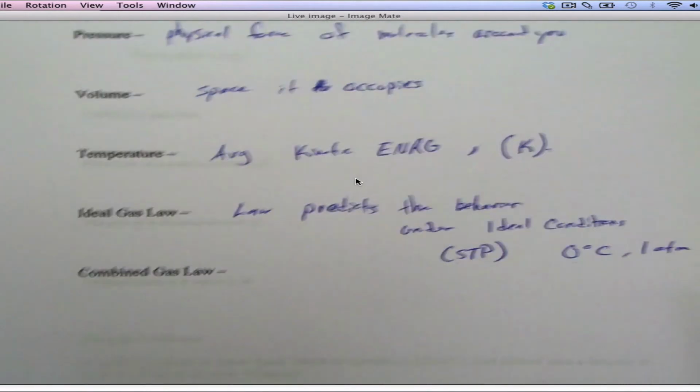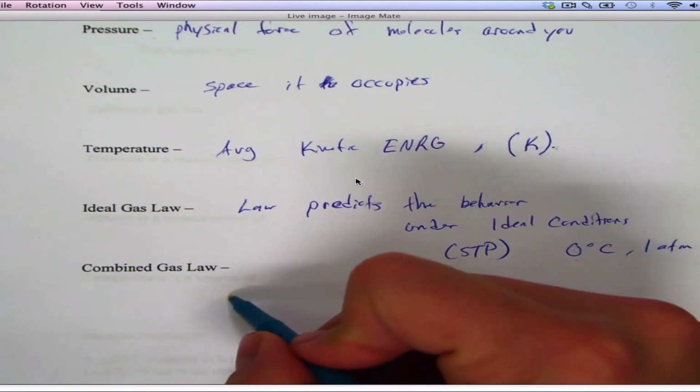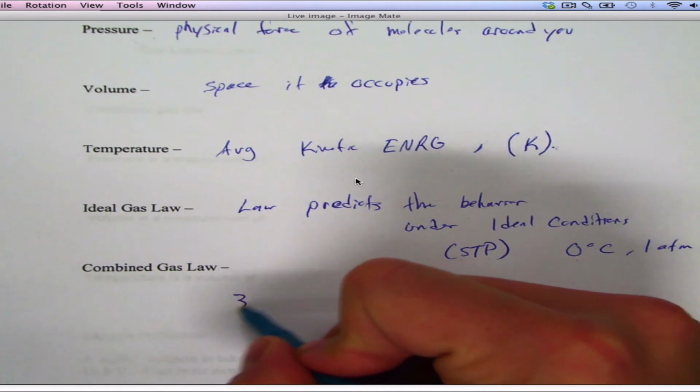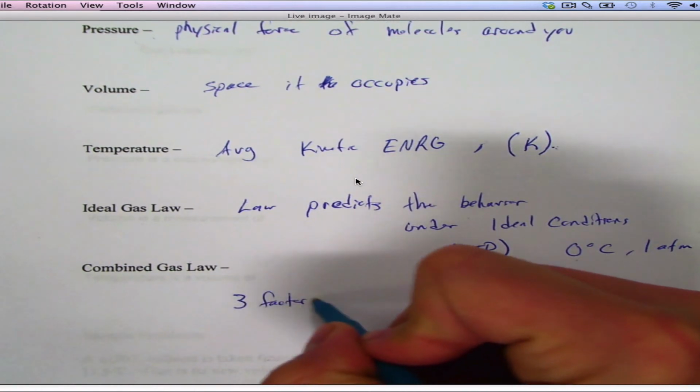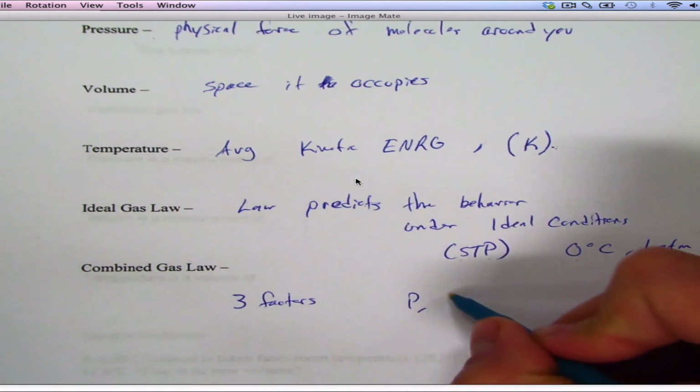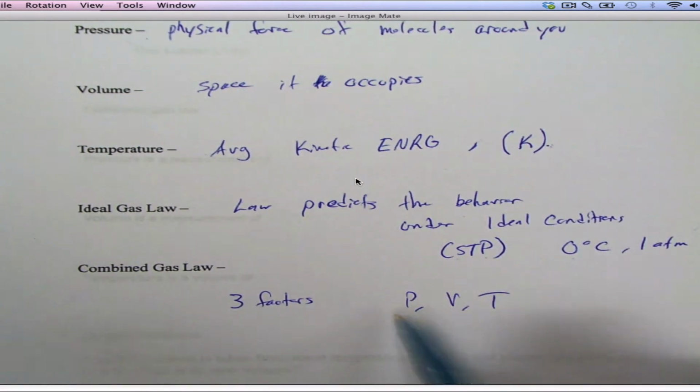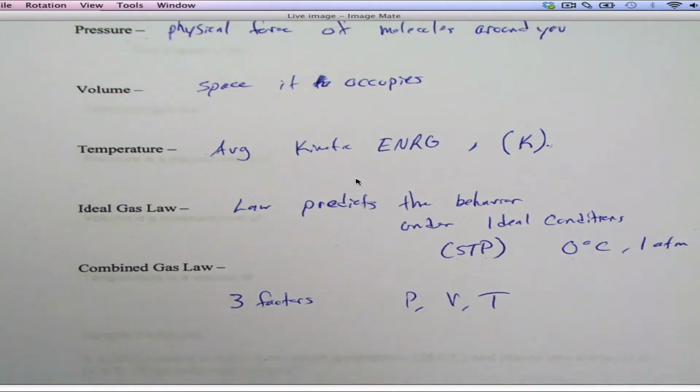The combined gas law deals with three factors, okay? And the three factors that it deals with are going to be pressure, volume, and temperature. And as one changes, you should be able to predict what's going to happen to the other one. So for example, if pressure changes, well, what happens to the volume? If temperature changes, what happens to the pressure? And so on and so forth.